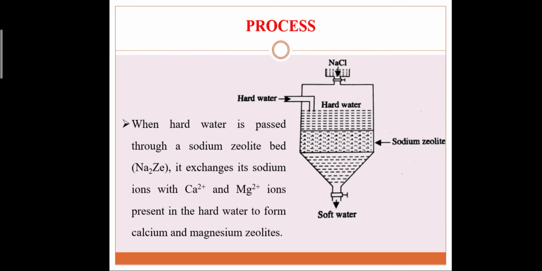This slide shows the picture of a cylinder in which the sodium zeolite is placed inside it. When hot water is passed through this bed of sodium zeolite, it exchanges its sodium ions with Ca2+ and Mg2+ ions present in the hot water and forms calcium and magnesium zeolites.